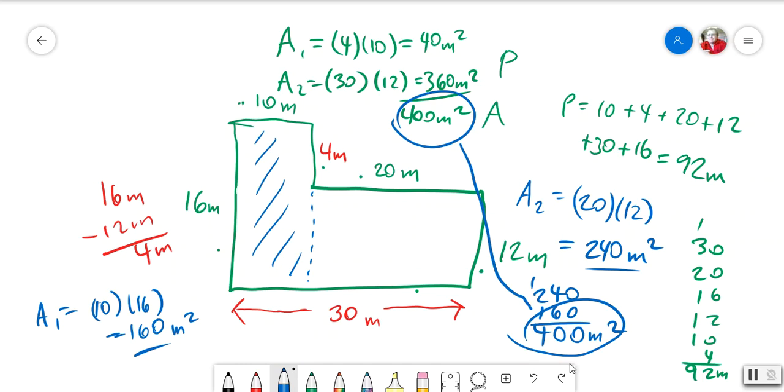That, people, is all you have to do for the areas of complex figures.